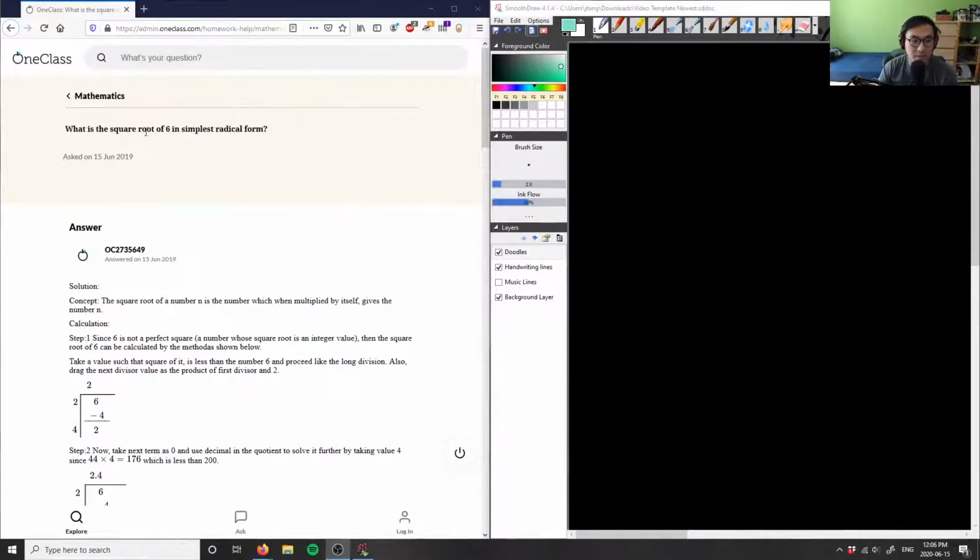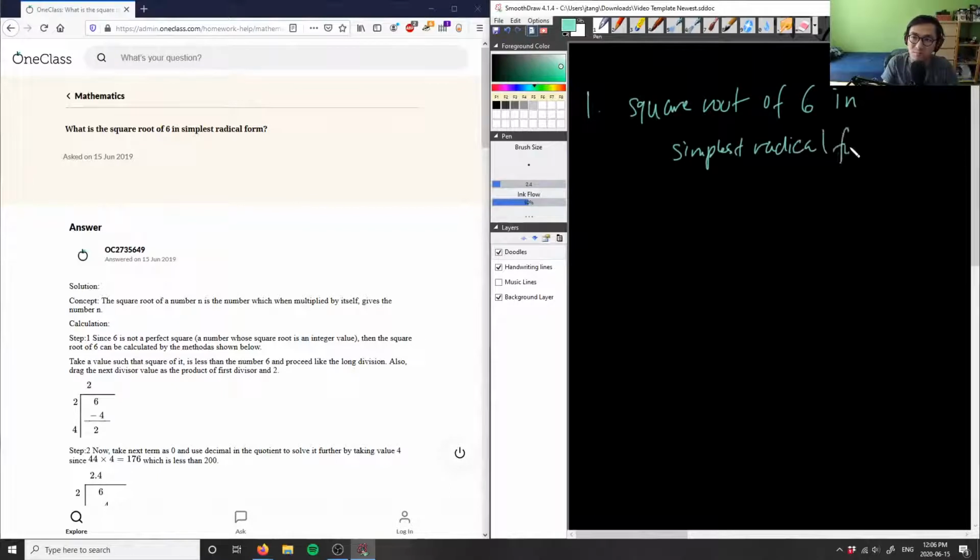So first question is asking, what is the square root of 6 in simplest radical form? So let's look at question 1. We're looking at the square root of 6 in simplest radical form. So what we have here is we want the square root of 6. So we're going to draw the square root sign, put the 6 underneath, and what they want us to do is to calculate the simplest radical form.